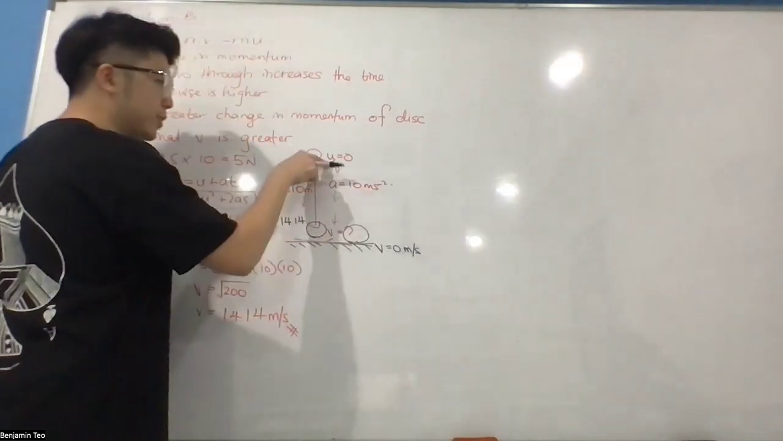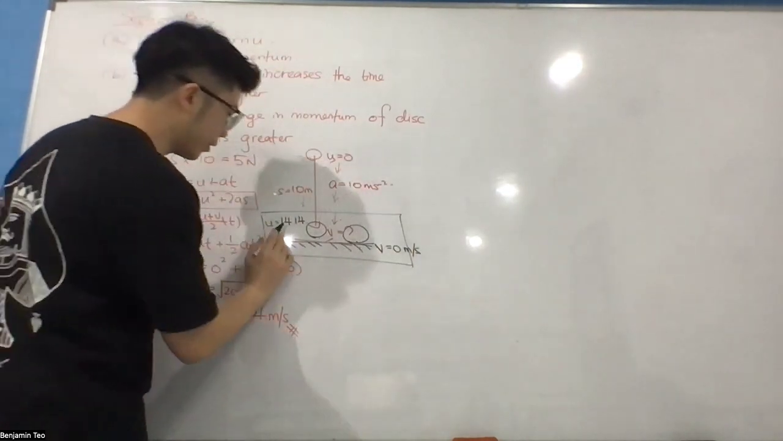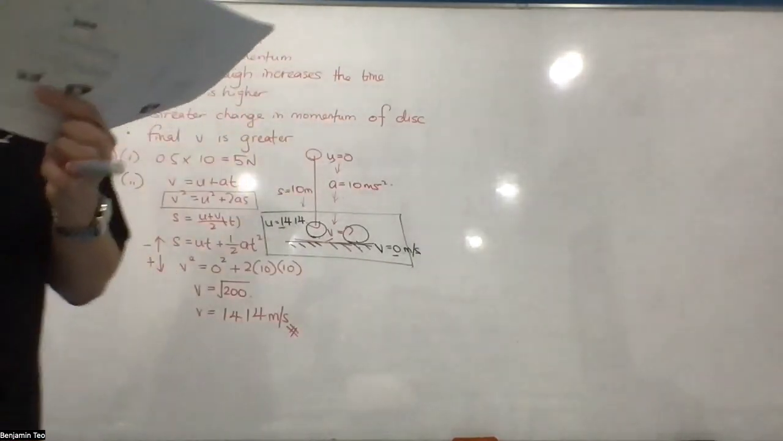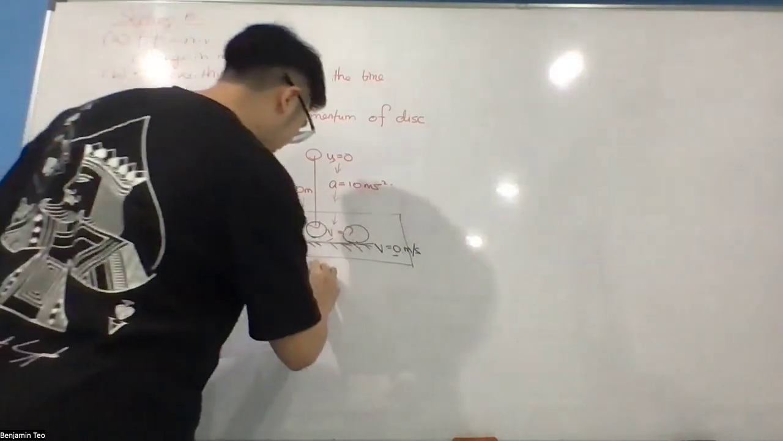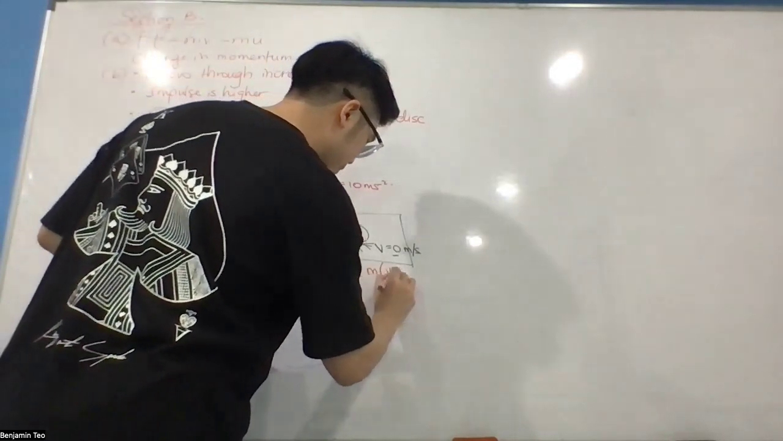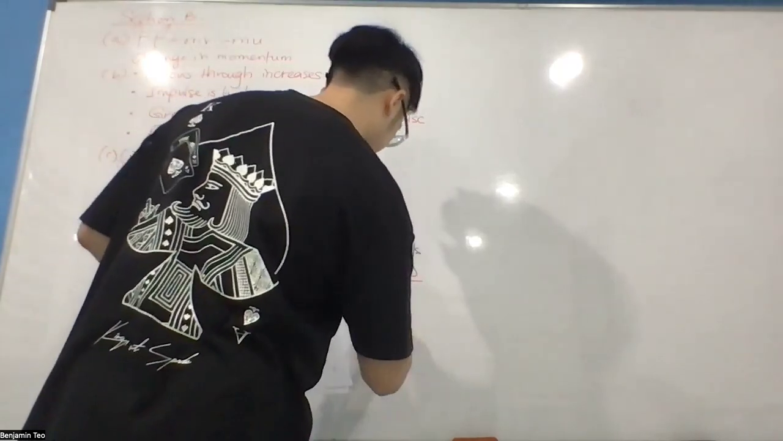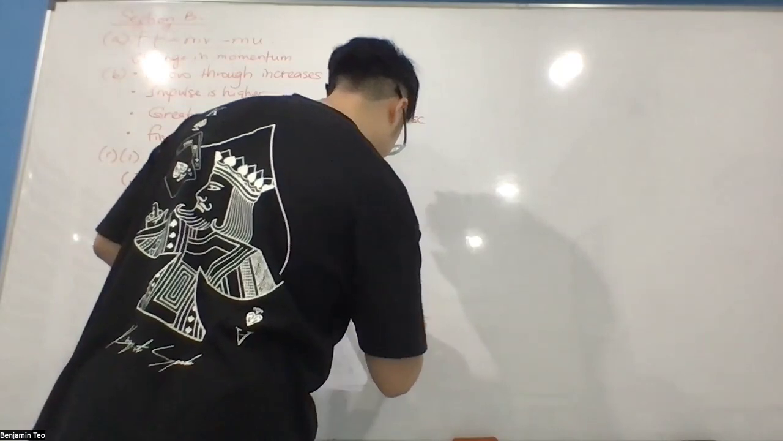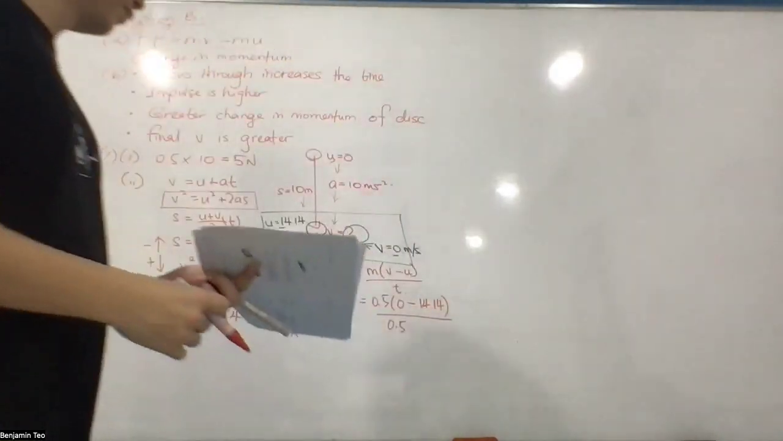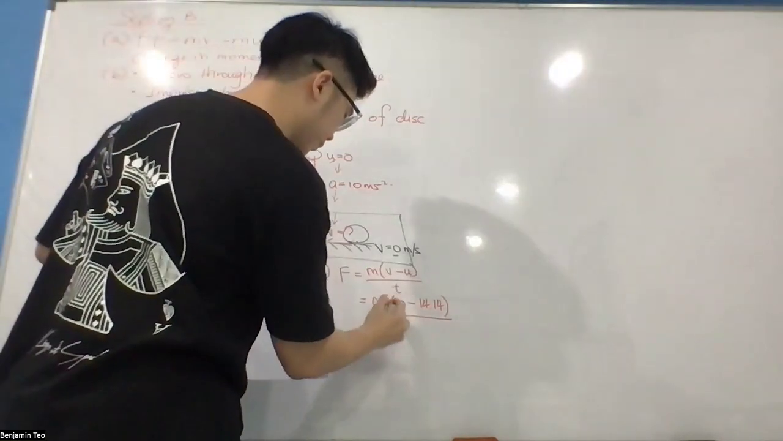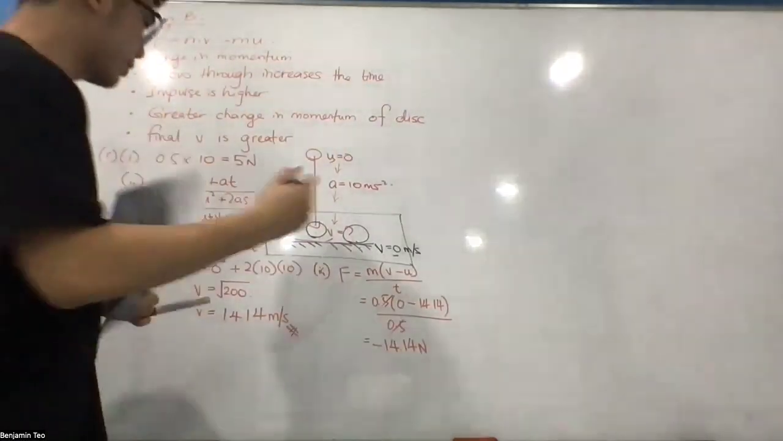So which one is your U? Your U is not the U above, your U is this U. We focus on the collision part, okay? So your U is 14, V is 0, and then they give you time of impact is 0.5, okay? Calculate your impulsive force, so F equals mv minus mu over time 0.5. Minus 14.14 Newton. The minus is just direction, doesn't matter.